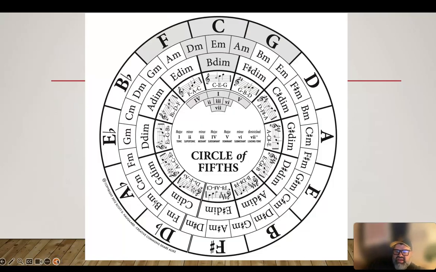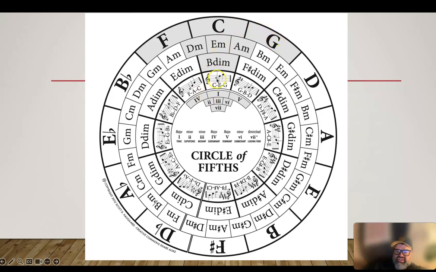So here is quite a complicated version of the circle of fifths, but it gives us a lot of information. On the outer circle, we have our keys in the order that they appear. C has 0 sharps. How do I know that? Because on the key signature, which is here, ignoring the chords, there is no sharp sign.